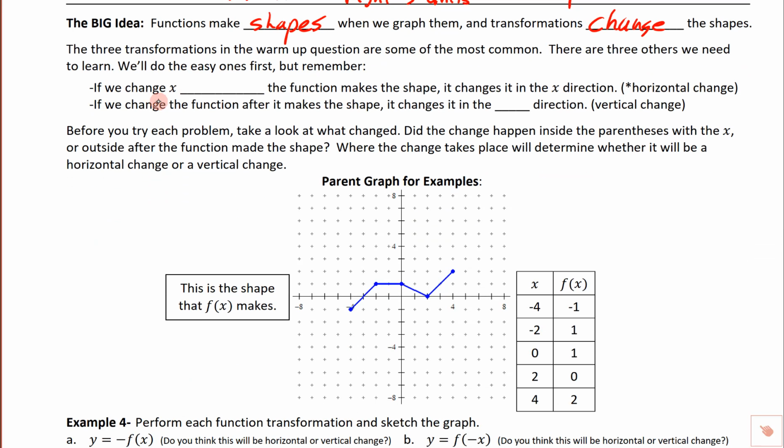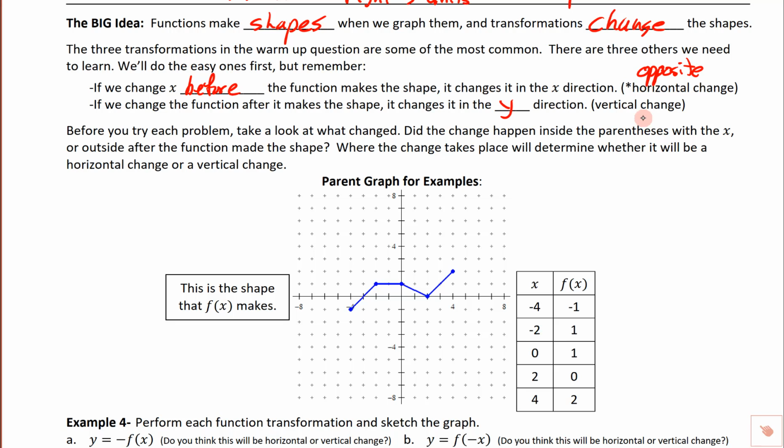If we change x before the function makes the shape, so let's write the word before here, before the function makes the shape, then it changes it in the x direction. Now that's a horizontal direction, and I've got an asterisk by this because remember, it does the opposite of what you'd think, and this is going to be a big player today, so make sure you catch that. If we change the function after it makes the shape, then it changes it in the y direction, and that's the vertical direction, and it does exactly what we'd think. We don't have to think quite as hard on vertical changes as we do on horizontal changes.